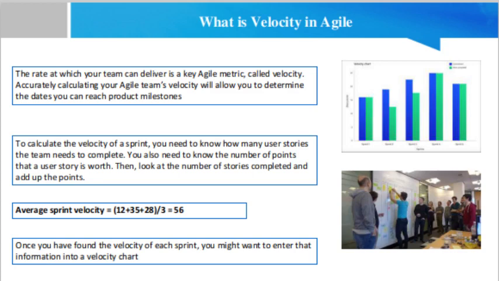Once you have found the velocity of each sprint, you might want to enter that information into a velocity chart. A velocity chart can help in a few ways. It can be used to track the status of a project. It can be used to track volatility, which is a measure of predictability. If you are finding hills and valleys in your chart, the project is an unpredictable one. This can be for several reasons, including the size and difficulty of the project and team changes.